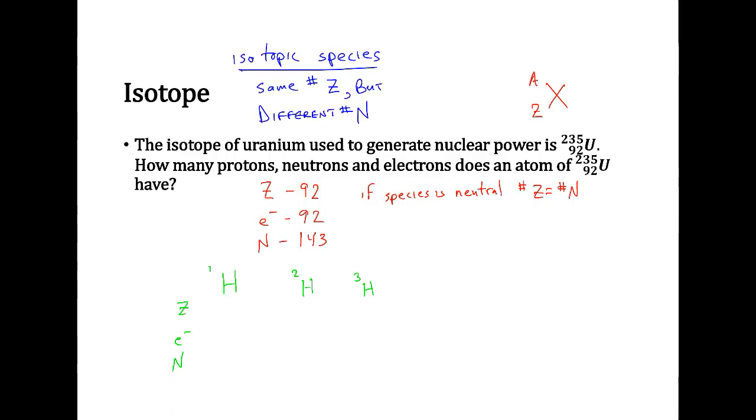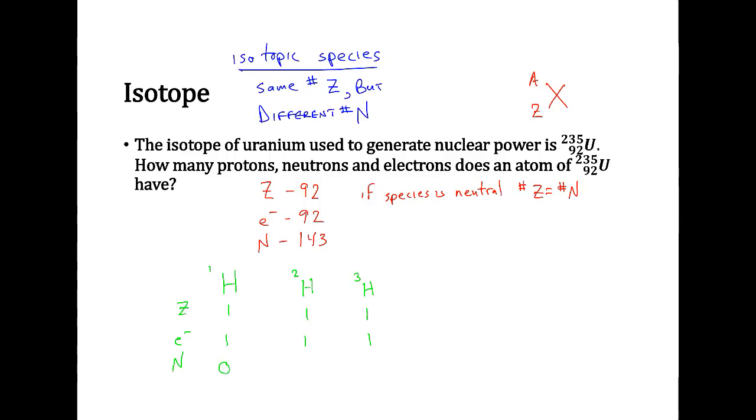All of these are hydrogen atoms, so they all have one proton. They all have no charge, so that means our number of protons and electrons have to be equal, so they all have one electron as well. But where they differ is they have a different number of neutrons. In this first one, the mass number is 1. We have 1 proton, so there are no neutrons.